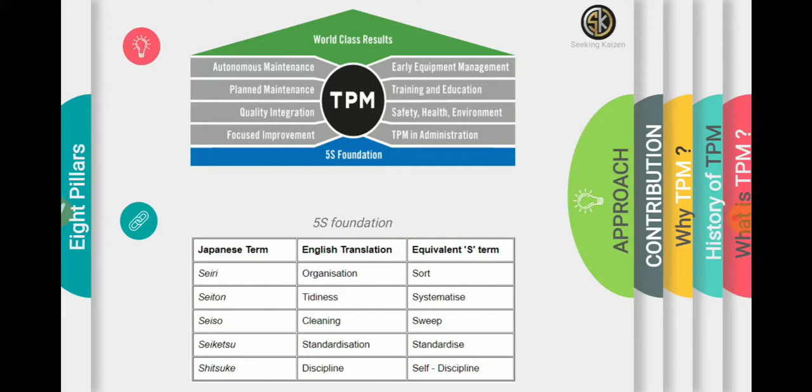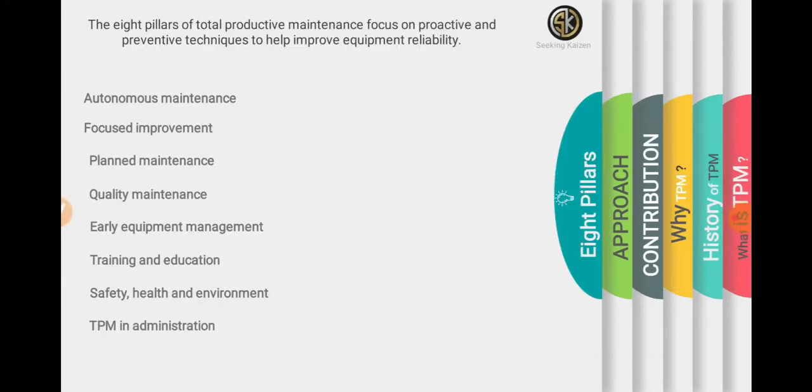Okay, let's proceed with another topic, which is the 8 pillars. So we need to understand here that the 8 pillars of total productive maintenance focus on proactive and preventive techniques to help improve equipment reliability. So the very first is autonomous maintenance.